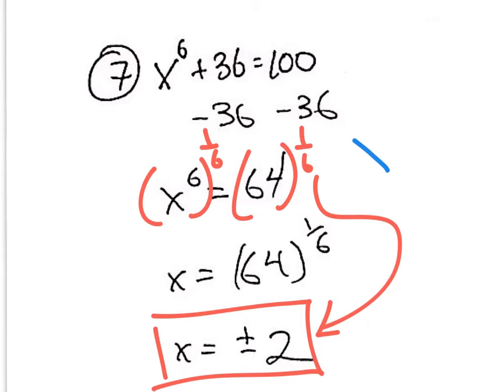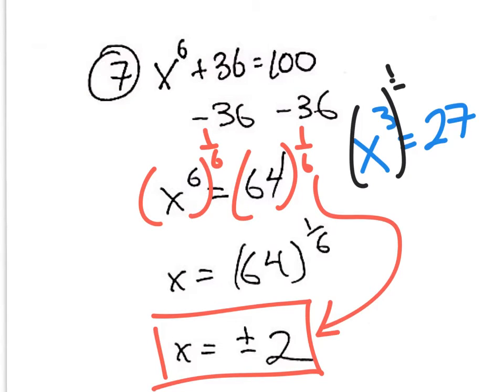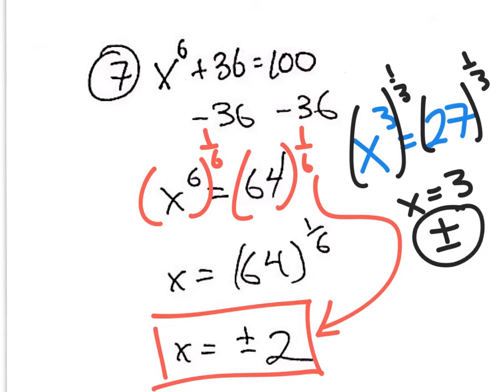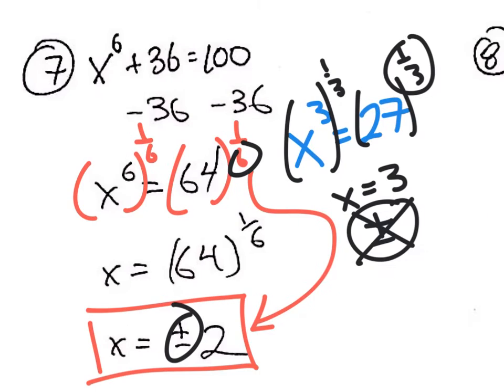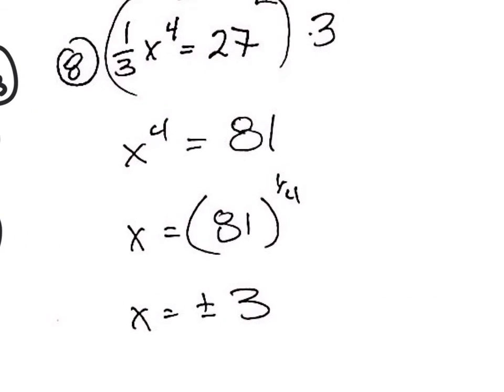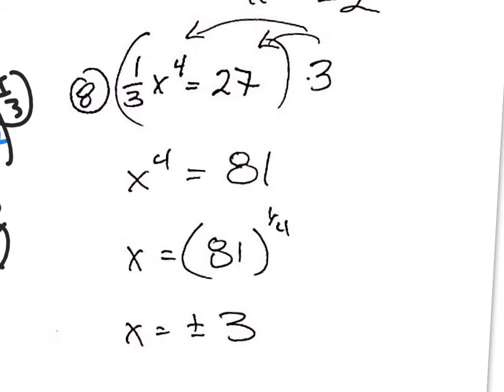And just for the sake of example, if we had x to the 3rd equals 27, for example, and we were to take the 1/3 power, or the 3rd root of both sides, we would just end up with x equals +3, not plus or minus, because this is an odd root. It's only true with even roots that we end up with a plus or minus.